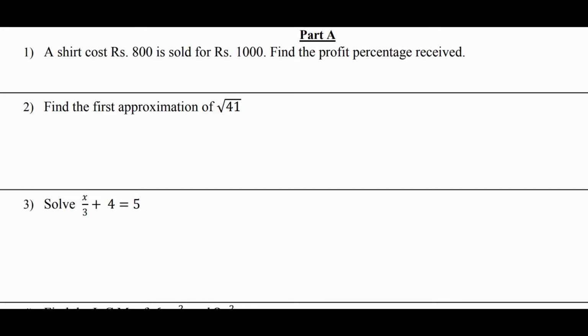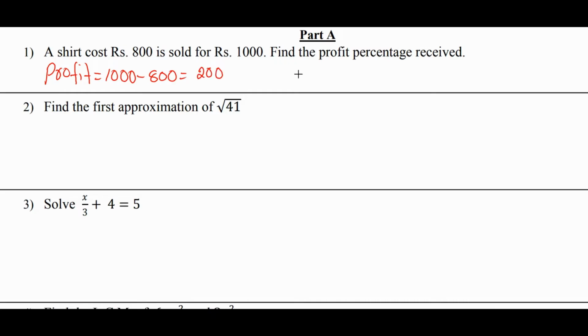A shirt that costs rupees 800 is sold for rupees 1000. Find the profit percentage. The shirt's cost is rupees 800 and it is sold for 1000. First of all, we can find the profit here. Profit equals 1000 minus 800. That means the profit is rupees 200.